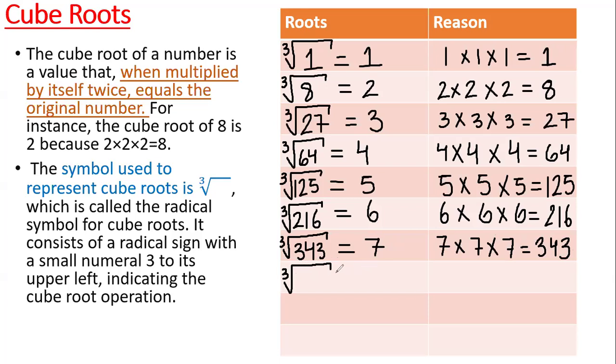Not the cube root of 8, close though. I mean 512. Very good, 512. The cube root of 512 is going to be what? 8. Why? Because 8 times 8 times 8, because 8 cubed or 8 times 8 times 8.